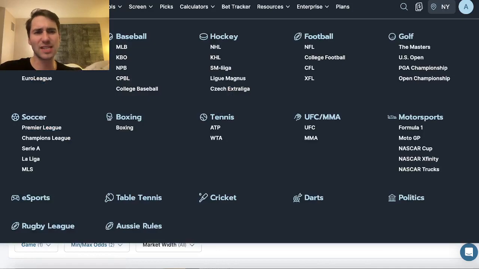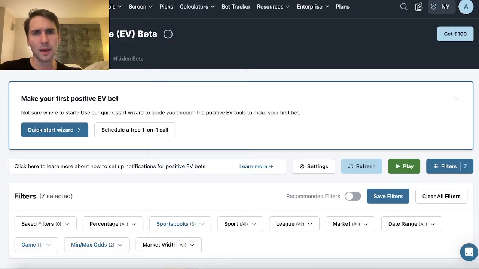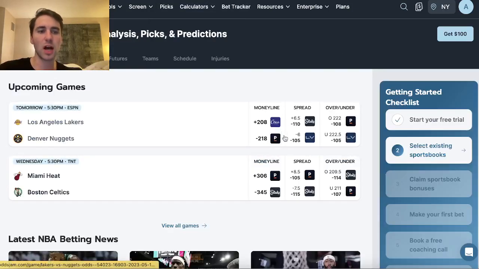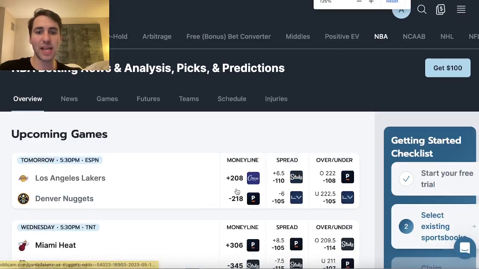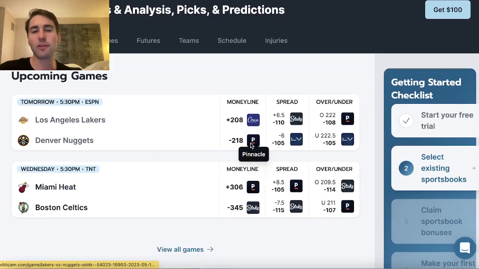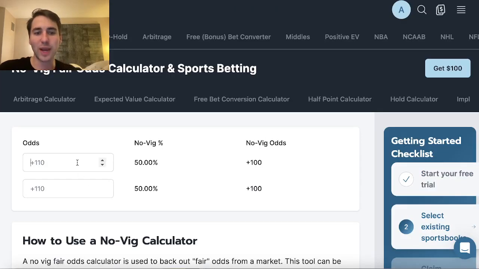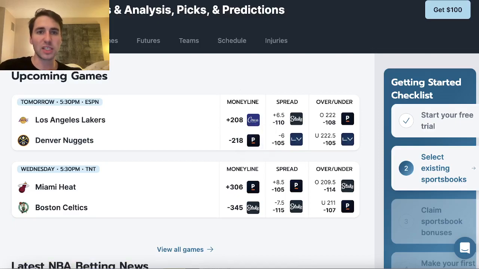I've explained how this calculator works before, but essentially it takes the sportsbook's odds and tells you the win probability for the bet. So for example, we can see the Nuggets are favored in game 1 against the Lakers. That makes sense. The Nuggets are at home. They're the higher seed. So yeah, the Nuggets should be favored in game 1. You're going to see they're minus 218 to win, and the Lakers are plus 208.